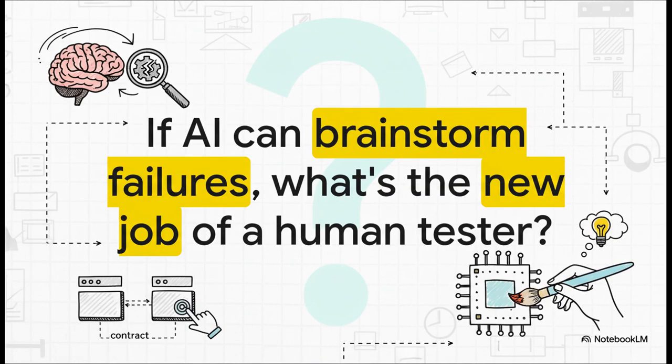And that leaves us with one last big question to chew on. If AI gets really, really good at brainstorming all these potential failures, what's left for us? What's the new job of a human tester? What's the thing that only we can bring to the table? Something to think about.